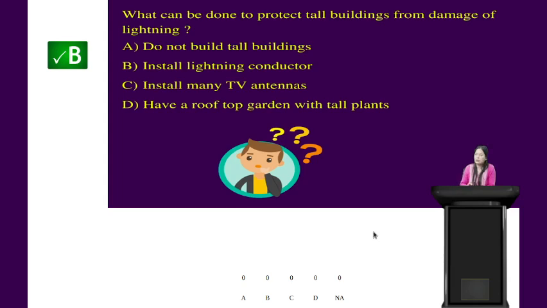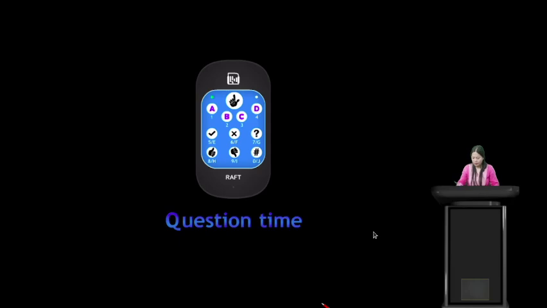The tall buildings can be protected from damage of lightning by installing lightning conductor. This lightning conductor will provide an easy way for the electric discharge to be transferred to earth. Okay, so the correct answer for this question is option B, install lightning conductor.